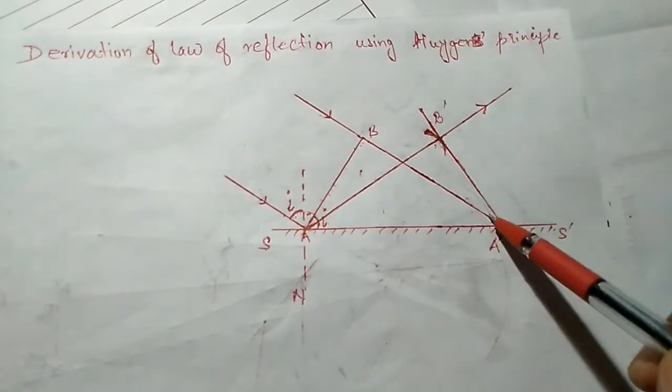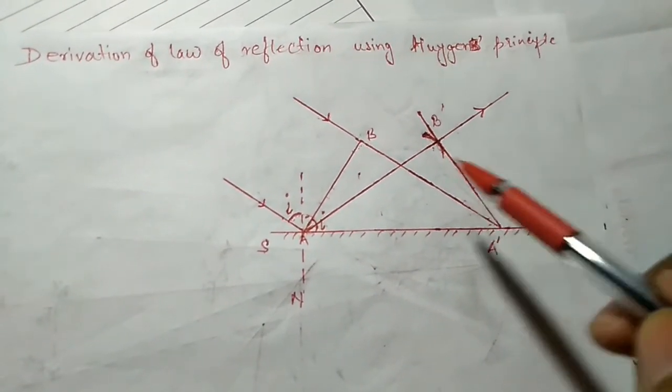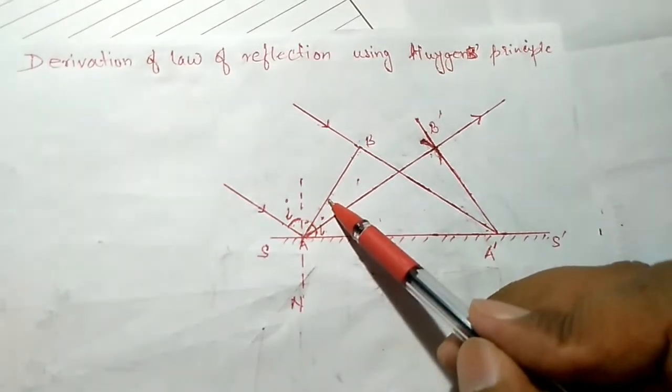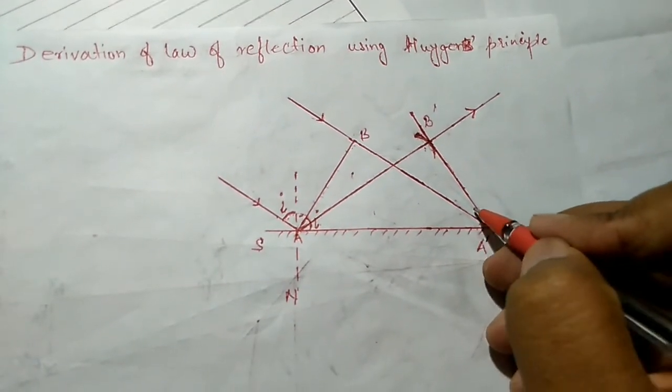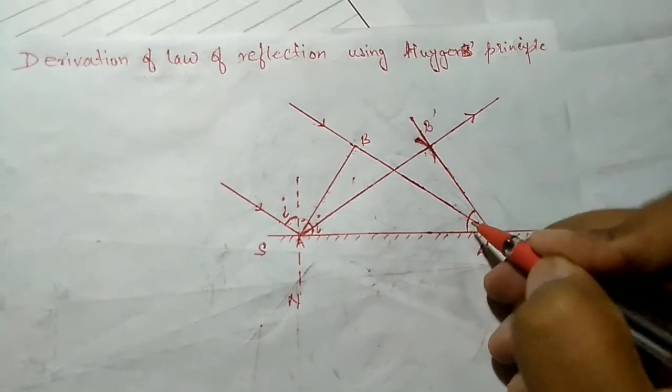So this A dash B dash is what? Reflected wavefront, and this one is what? The incident wavefront. So if this is the reflected wavefront, this will be having the angle R.